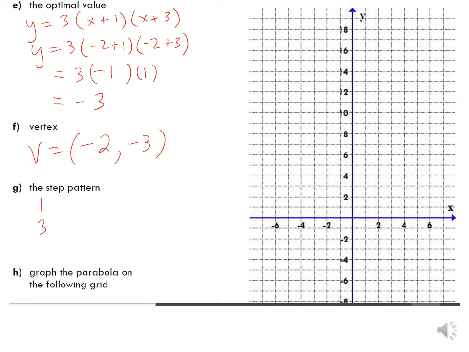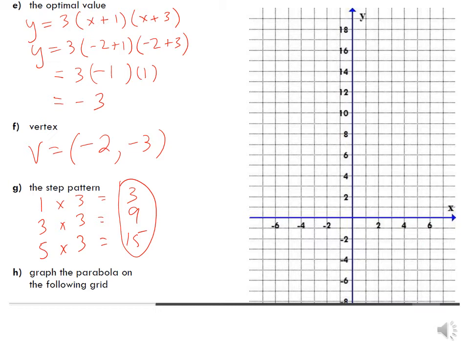The step pattern. Normally we have 1, 3, 5. We multiply by our a value, which in this case was 3. 1 times 3 is 3. 3 times 3 is 9. 5 times 3, 15. And then we're going to graph all those things.